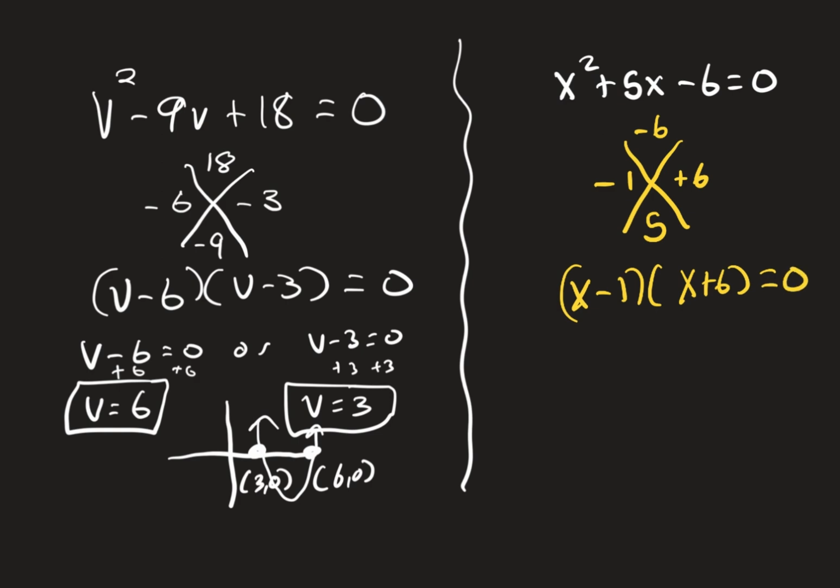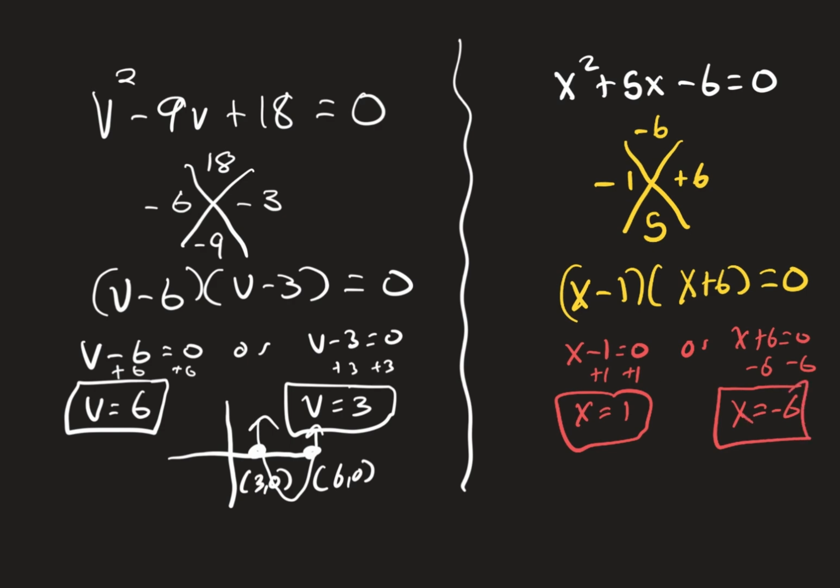Zero product property then says that x minus 1 equals 0. Add 1. X equals 1. Or x plus 6 equals 0. Subtract 6. X equals negative 6. Boom, boom, boom. Done. Those are your two solutions.